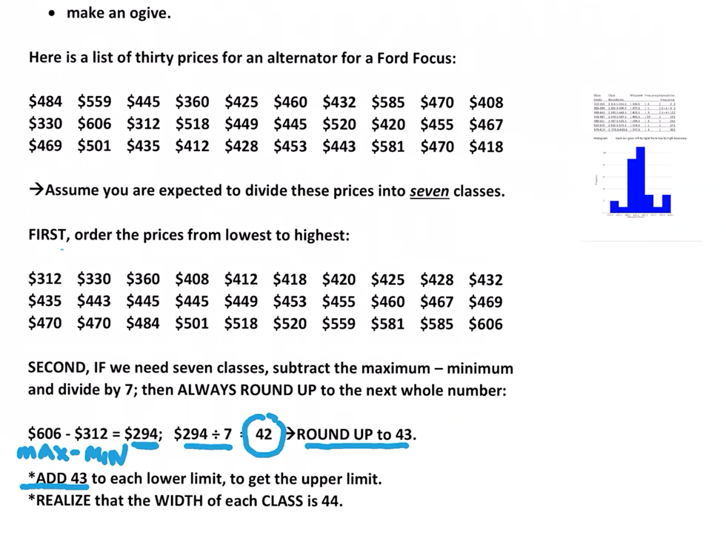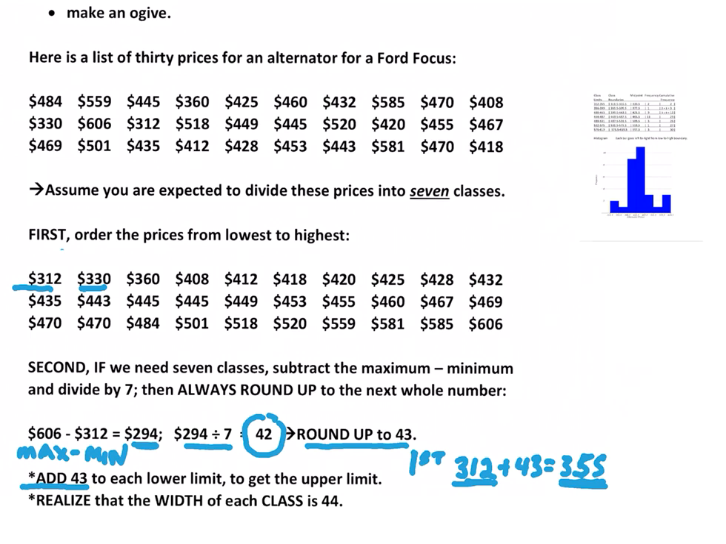So for example, our first class starts at the lowest price, 312. I will add 43 to that to get 355, and that first class will therefore go as low as 312 to an upper limit of 355. Those will be the limits of the first group of alternators that I get. Now you can see there are 2 alternators that are in that first class. The lowest priced alternators are $312 and $330.